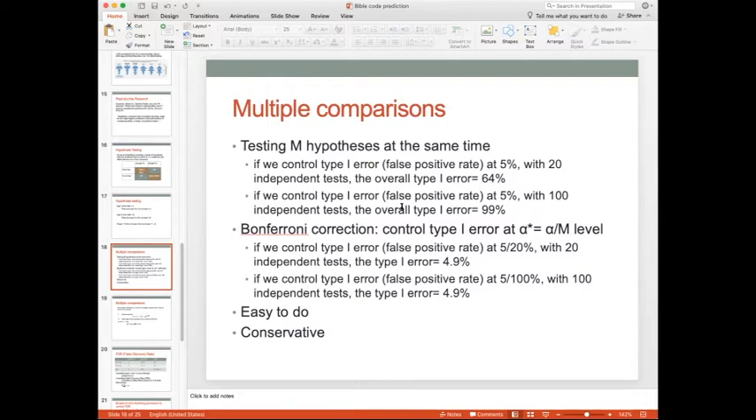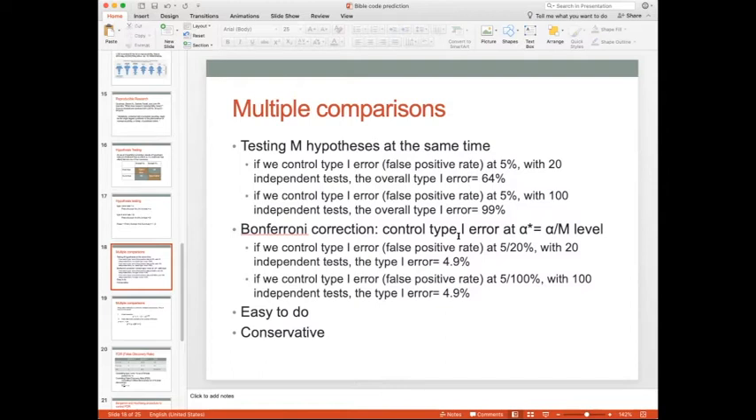So which means that if you have one data and you look at the data in 20 different ways, most likely you have a 64% chance to find something significant. And similarly, if you are able to look at the data 100 different ways, then almost surely you will find something significant. So the overall type 1 error rate is 99%, even though there's nothing, it's all random in the data.